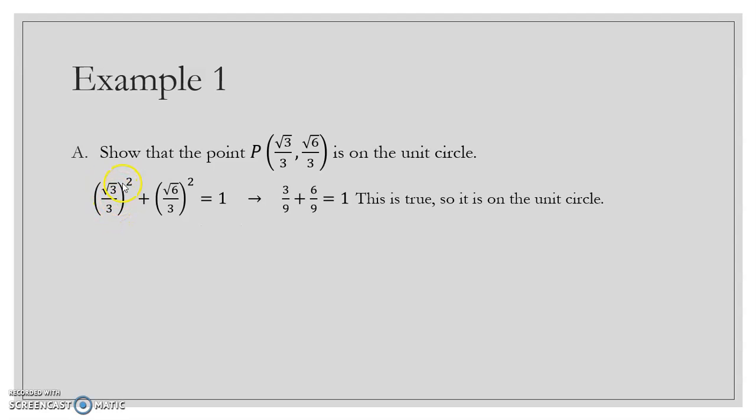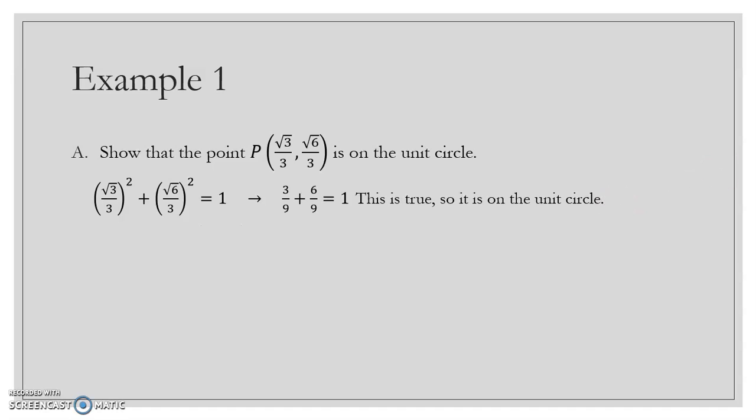So what I did is I put the x value here, and I squared it, plus the y value squared equals 1. Now I'll just make sure that when I add them, I get 1. When you square this, the square root squared will just be whatever's inside the square root, that radicand. Then 3 squared is 9. Same thing here. So the square root of 6 squared is just 6, and 3 squared is 9. And 3/9 plus 6/9 is 9/9, which is equal to 1. This is true, so I know that this point is on the unit circle.